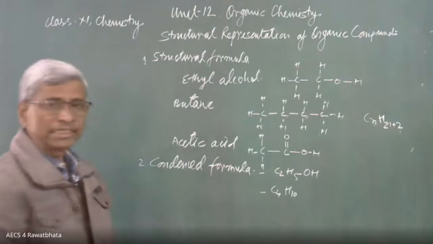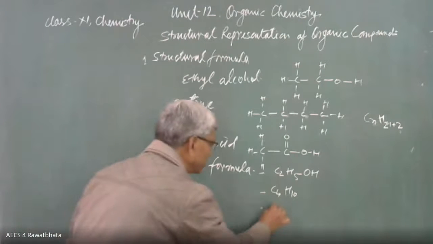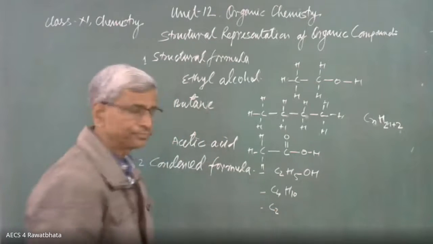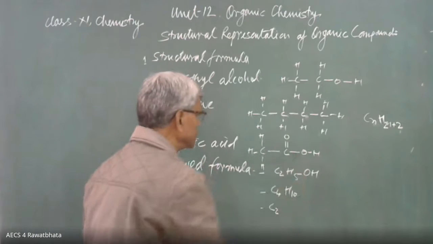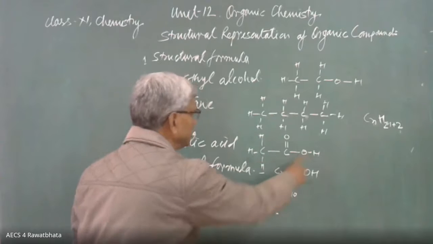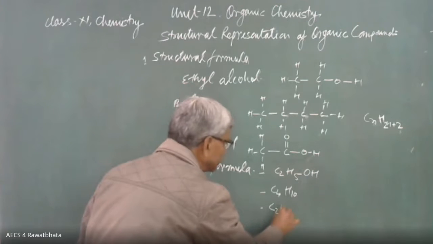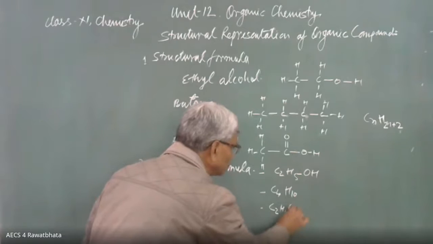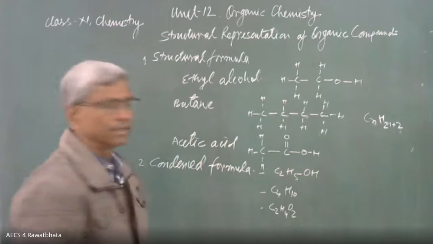Acetic acid, its condensed formula: number of carbon atoms are 2, C2. Number of hydrogen atoms are here 3, 1, 4, C2H4O2. This is the condensed formula.